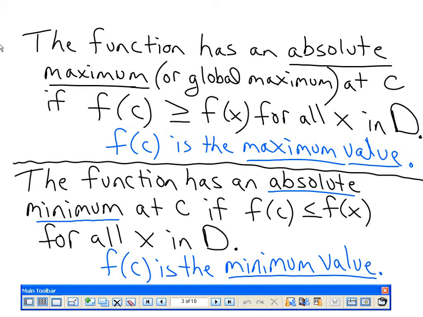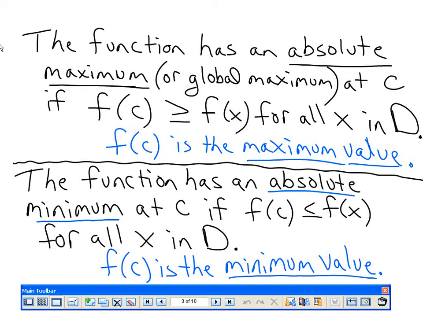If a function has an absolute minimum at a particular x value c, that means that that particular y coordinate is definitely the smallest. It's the lowest value out of all of them in the entire domain, and that's what the capital B is. And we say that the y value, which is going to be the f of c, is the minimum value. So it's absolutely the lowest.